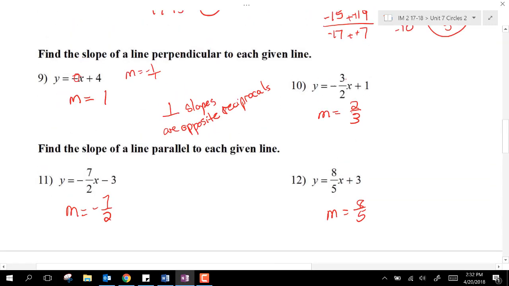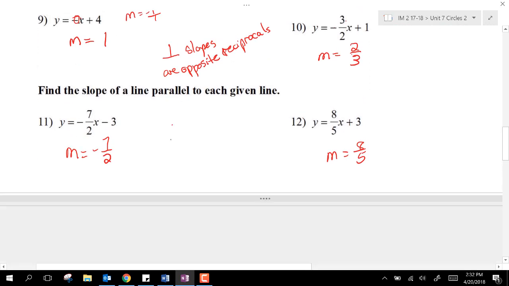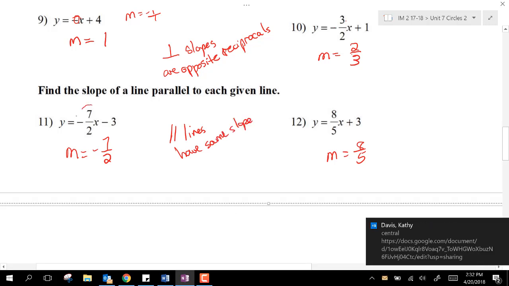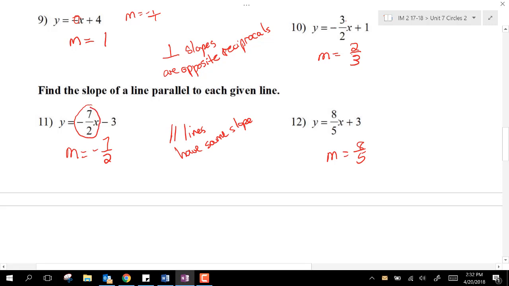Find the slope of a line parallel to each given line. Parallel lines have the same slope. The slope of number 11 is negative 7 over 2, so our parallel line will be negative 7 over 2. Same thing over here. It's 8 over 5, so it's the same as that one.